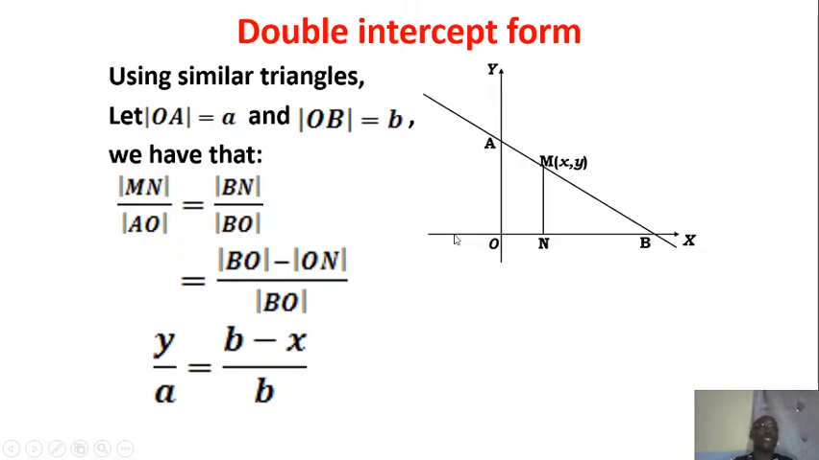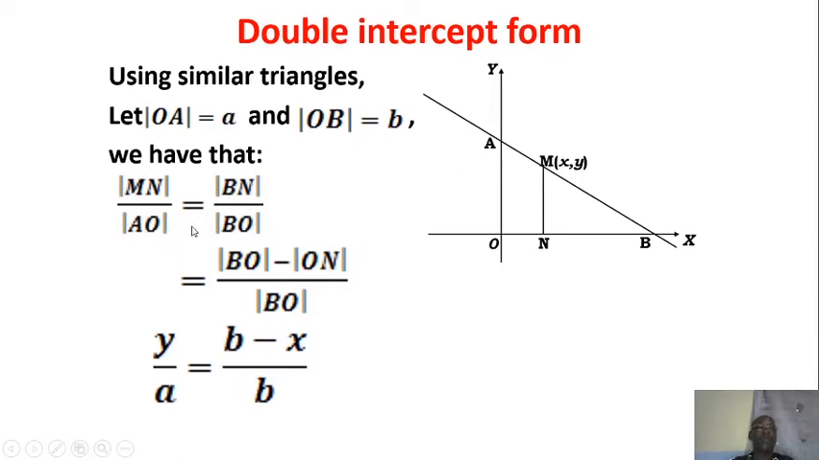So we say, using similar triangle, from O to A, that is from here to here, which is 0 to A, we represent it by the small letter a, and from 0 to B, we represent it by small letter b. And we have that. Look at it, MN over OA.